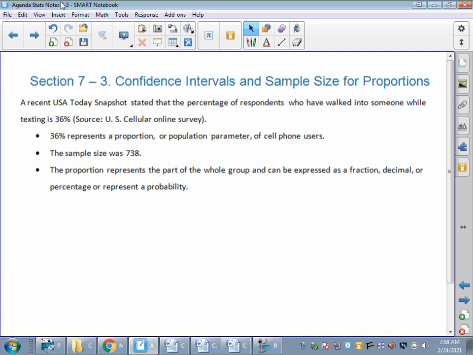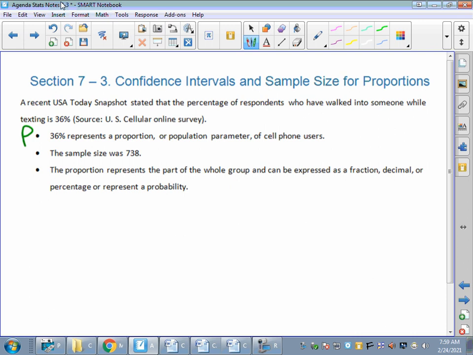So a recent USA Today snapshot stated that the percentage of respondents who have walked into someone while texting is 36%. Personally, I think that's quite low because I see some of you walk around with your phones and you're always bumping into things. So here's what that tells us. That one statement, 36%, is a proportion or a population parameter. That is P, right? Probability of success.